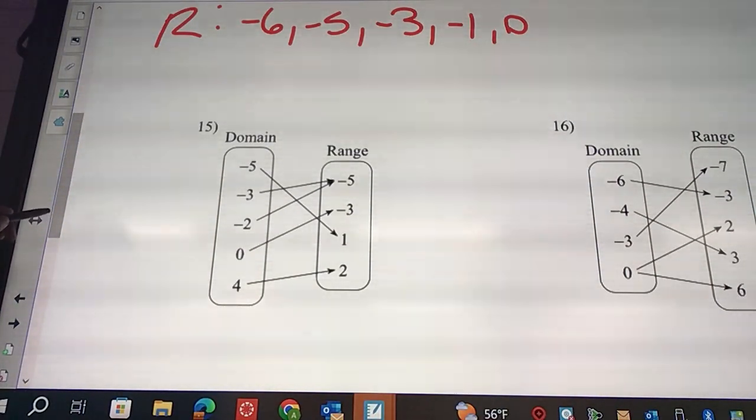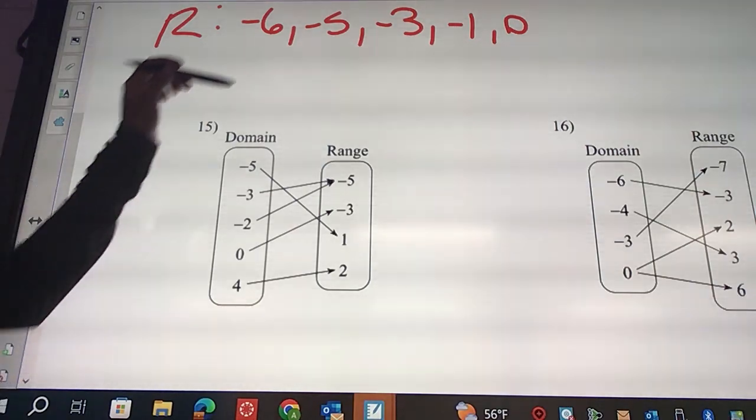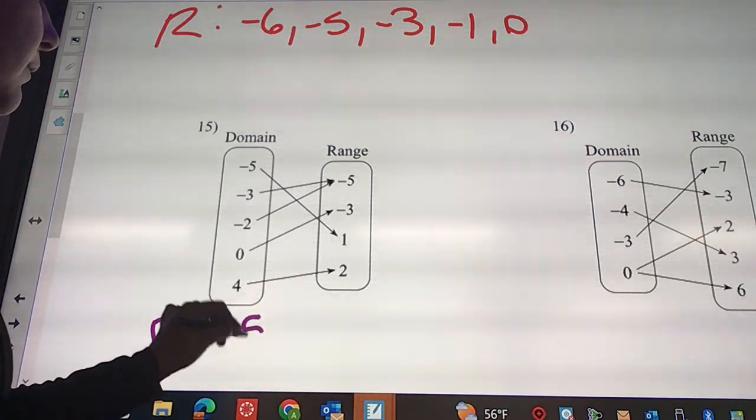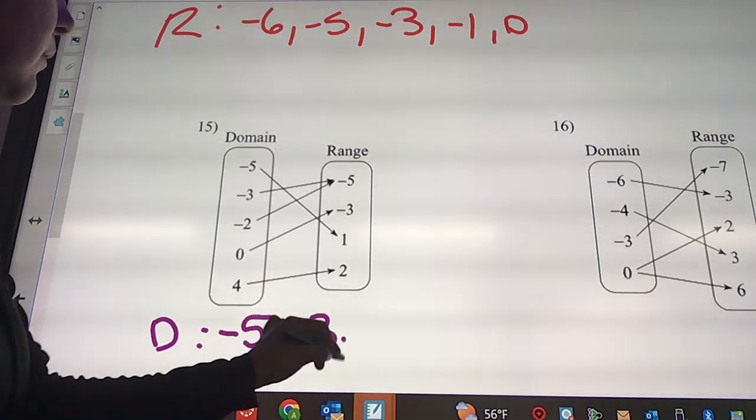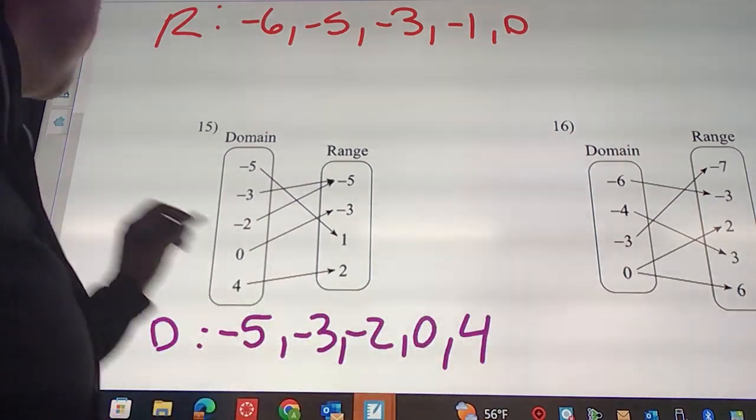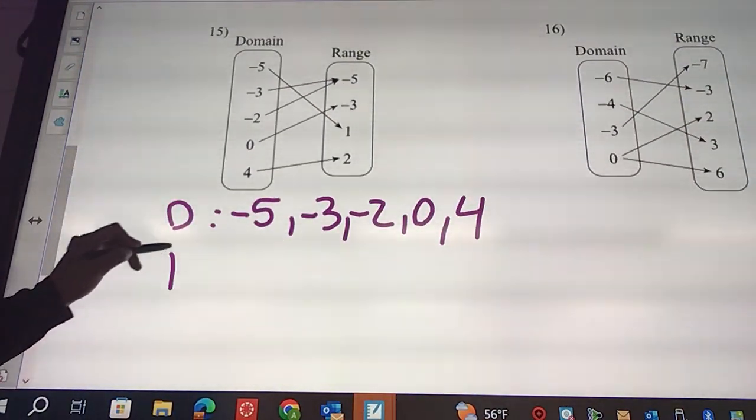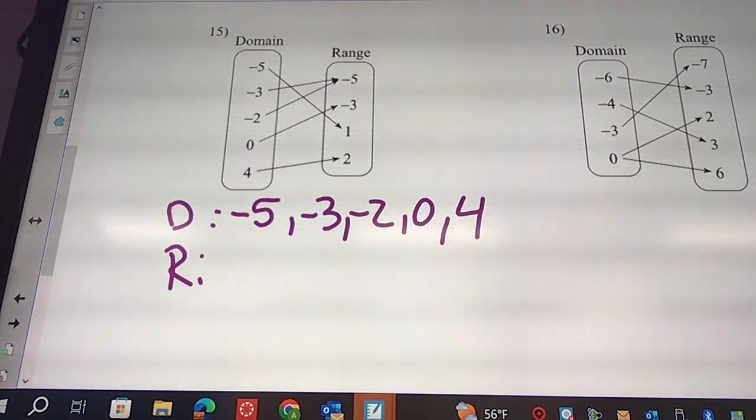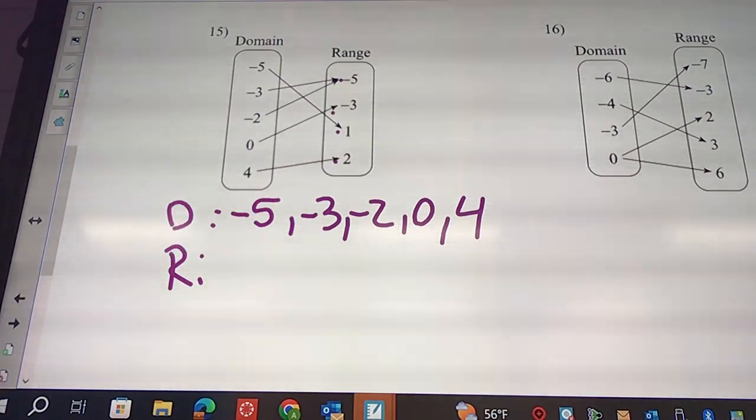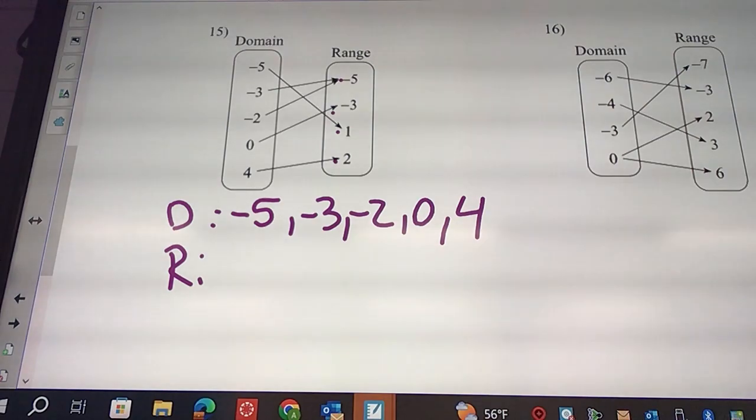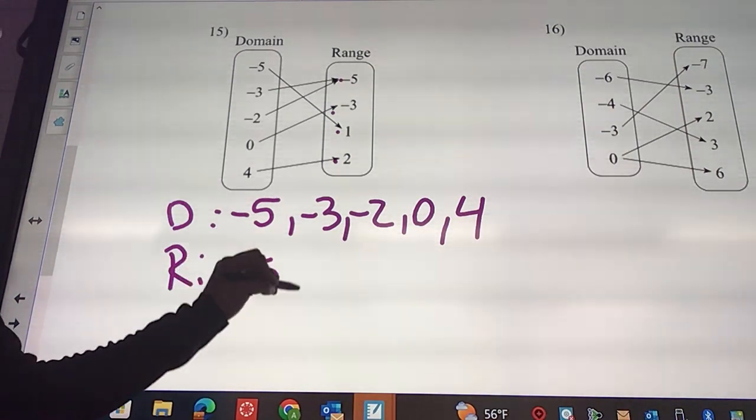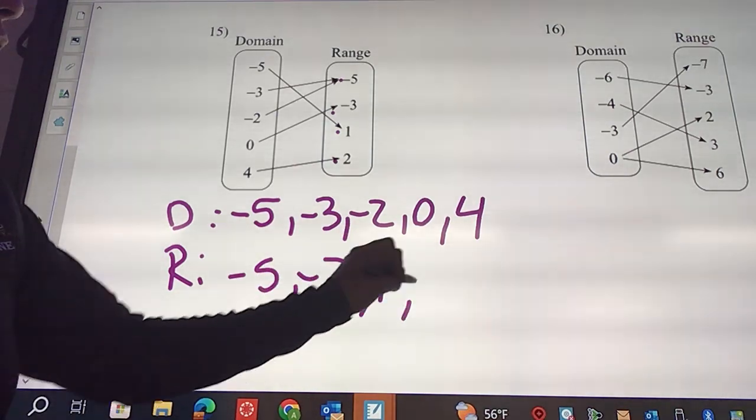Okay, if we're looking at 15, the domain, what is the domain? -5. -5, I agree. -3. Good, 0. Good. 4. Yes. The range. Before you even start writing, make sure every one of them has an arrowhead. If they do, then we can write them all down. If one's on there but doesn't have an arrowhead, then it's not accurate. So -5, -3, 1, and 2.